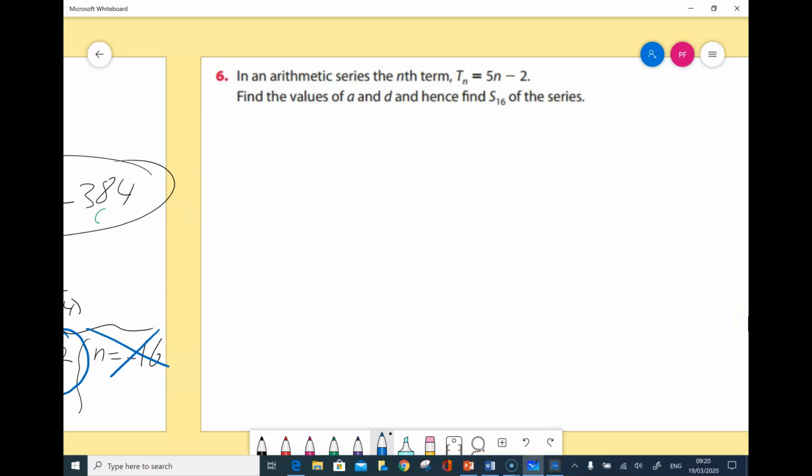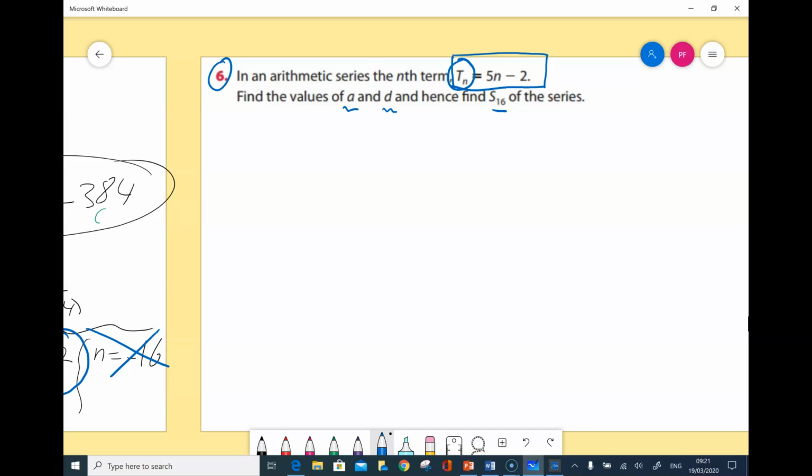Okay, so question 6 here. In an arithmetic series, the nth term is 5n minus 2. So they're not telling us that it is a series, we're adding them all up, but this is tn. This will give us the actual term. Find the value of a and d, and then the value of S16.